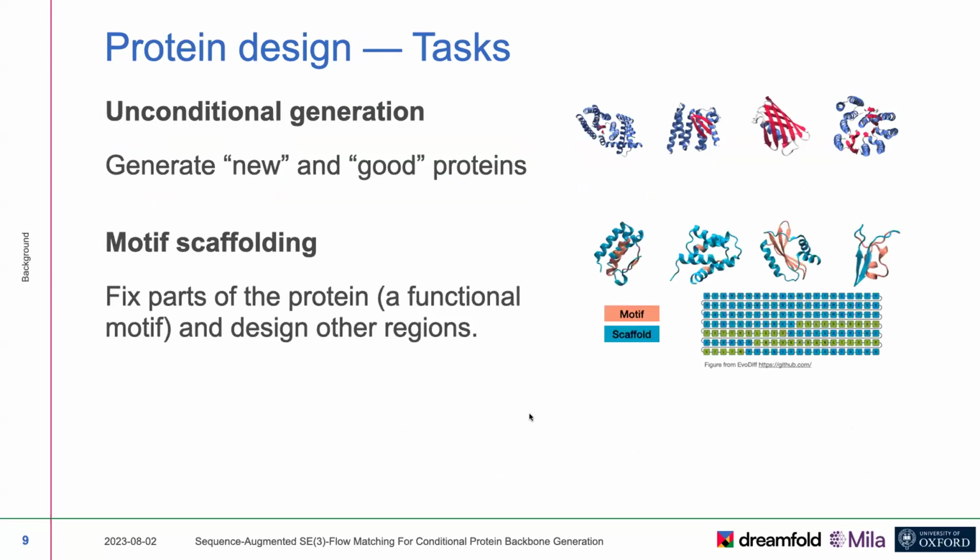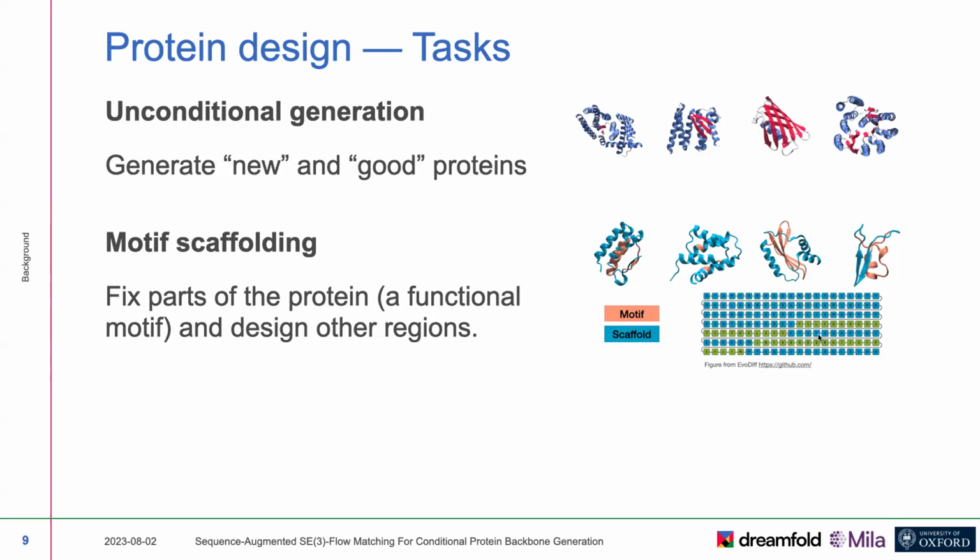Then another interesting task is motif scaffolding. This task can be considered either in sequence space or in structure space. The main idea is that you want to fix part of your representation. So in this case, in the 3D structure, we fixed a motif, a functional motif, for example, and we want to design the other area of the protein. So in blue, this is the structure that we've generated. And in orange, this is the part of the structure that was fixed.